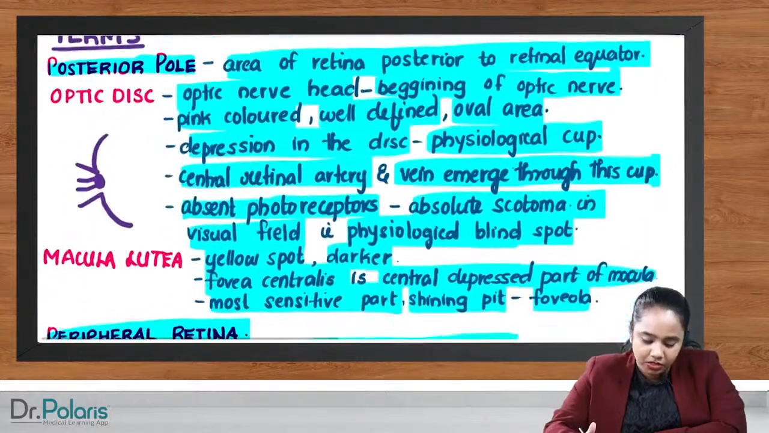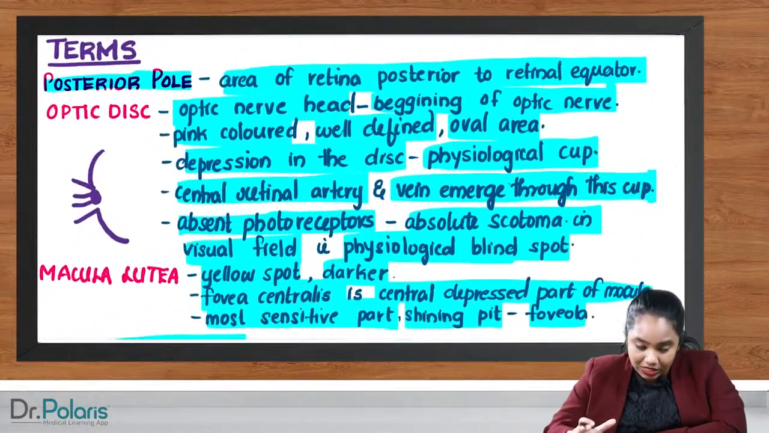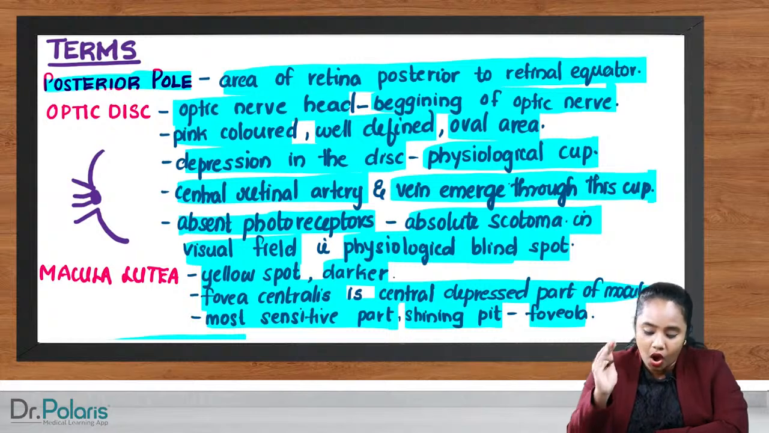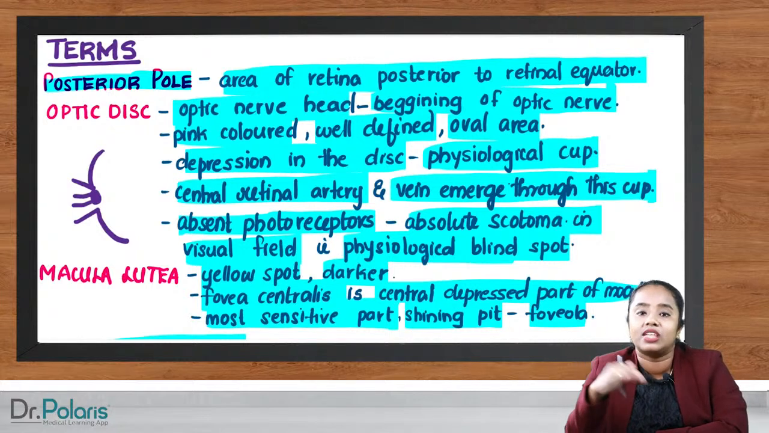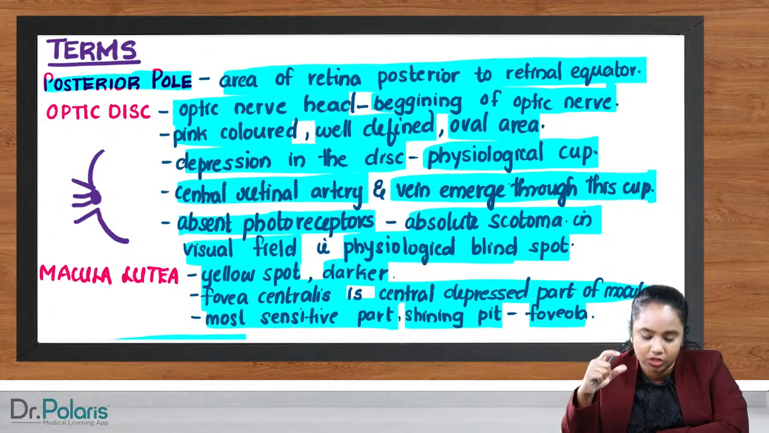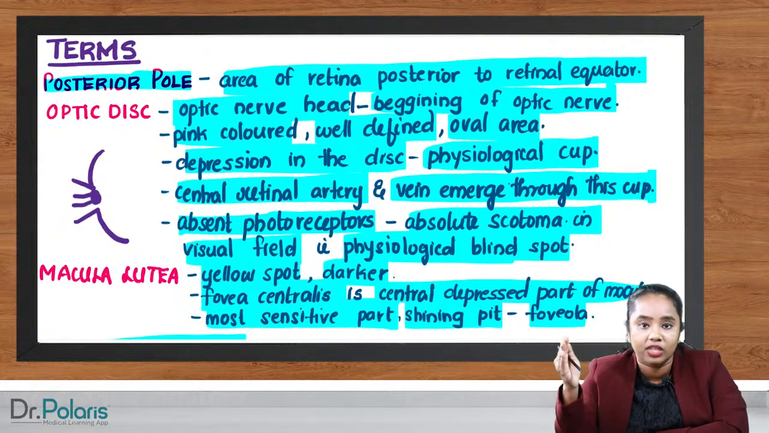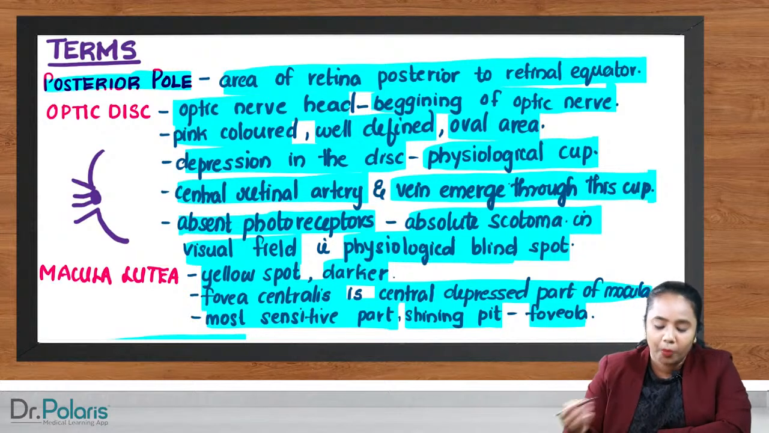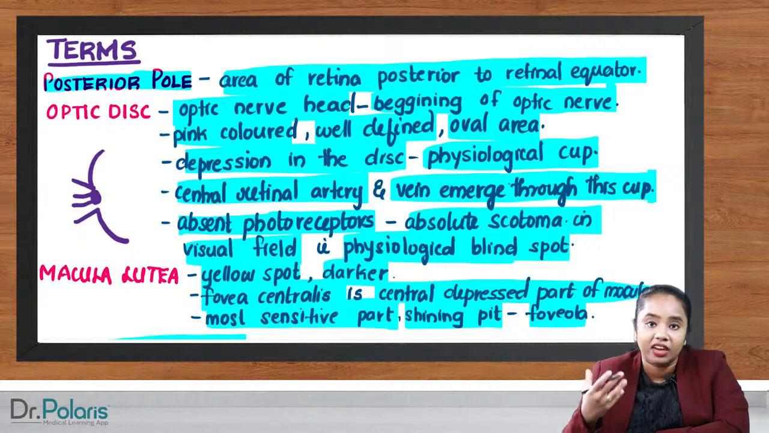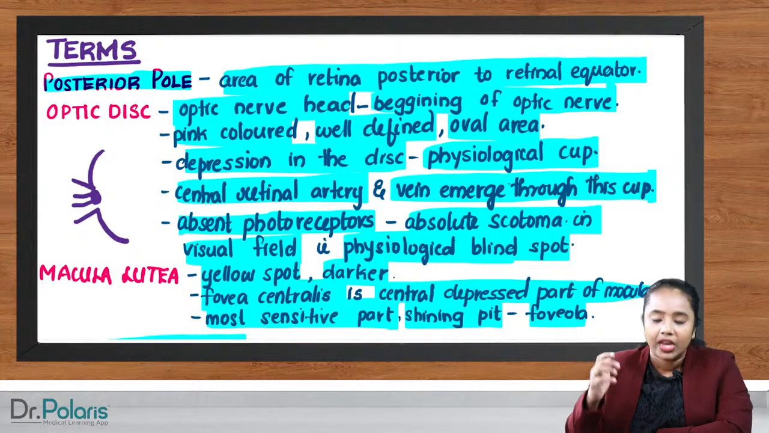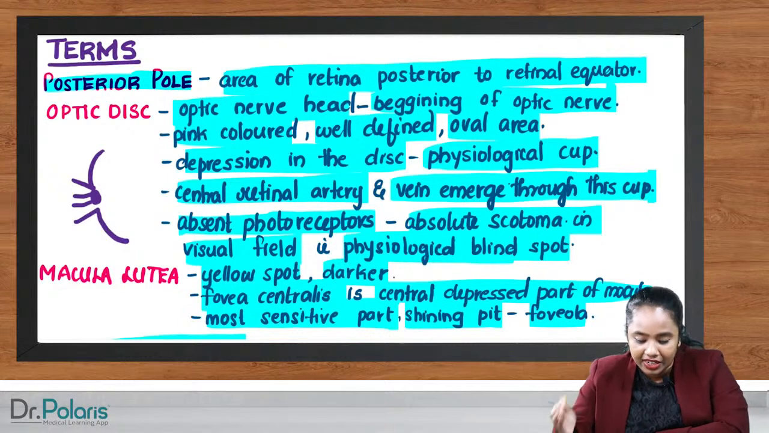Now these are the terms to recollect again. There is a posterior pole, that area of the retina which is posterior to the equator, the central portion, and from the retinal equator to the ora serrata is where the retina extends. Now the optic disc is actually the optic nerve head, where the optic nerve begins. It is a pink colored, very well defined area. There is a depression in that area called the physiological cup.